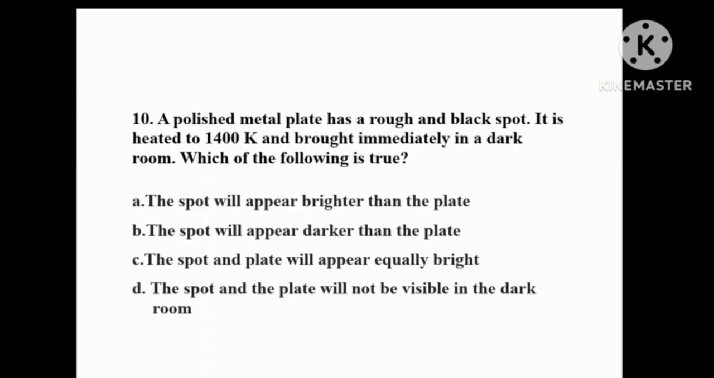Question number 10. A polished metal plate has a rough and black spot. It is heated to 1400 Kelvin and brought immediately in a dark room. Which of the following is true? Option A, the spot will appear brighter than the plate. Option B, the spot will appear darker than the plate. Option C, the spot and plate will appear equally bright. Option D, the spot and the plate will not be visible in the dark room.